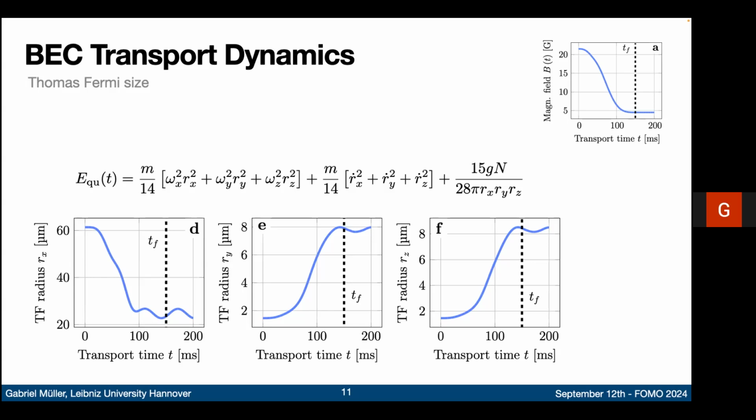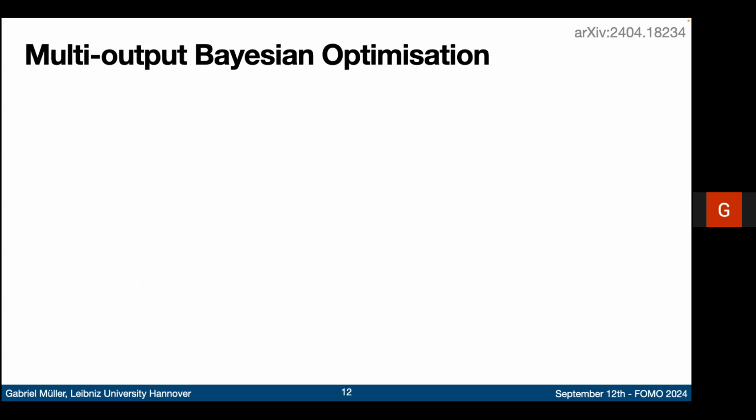This shows the Thomas-Fermi size. So these are the breathing modes. And you see exactly the same thing. But what we want to do now is reduce this part of the objective function. And with this, we would effectively reduce these oscillations. We do this with multi-output Bayesian optimization. So this is our new contribution now.